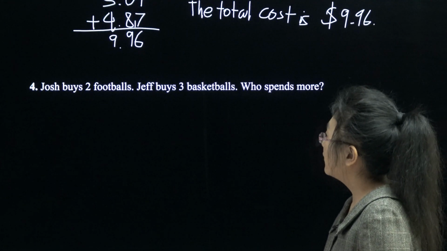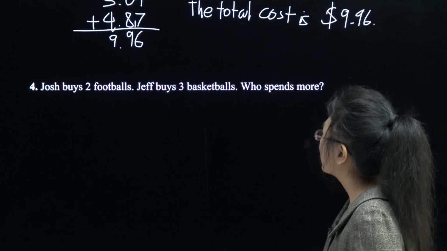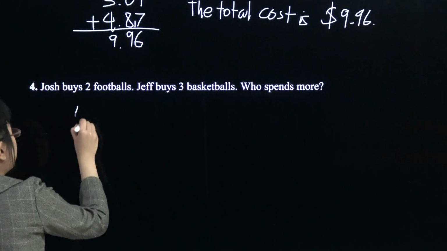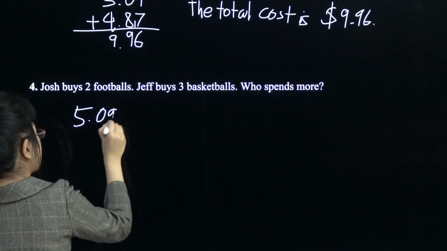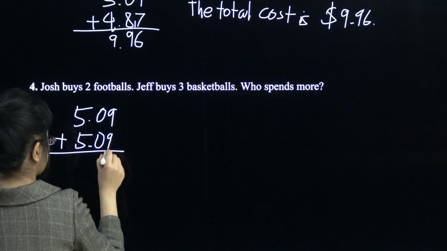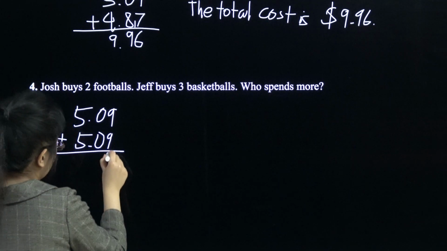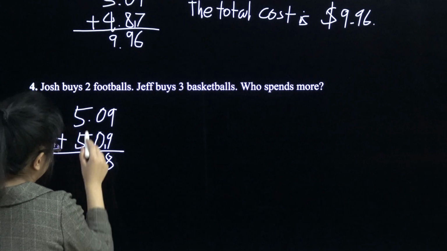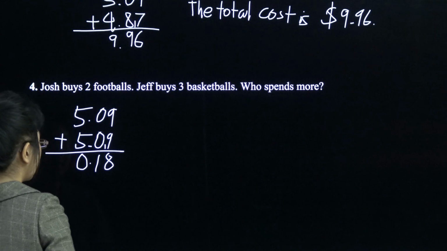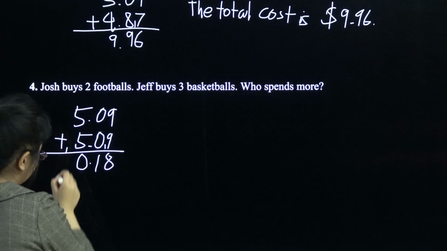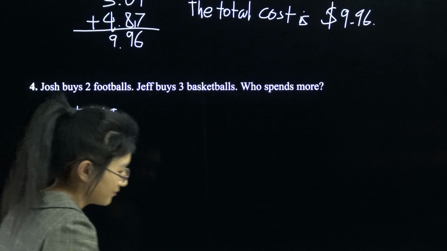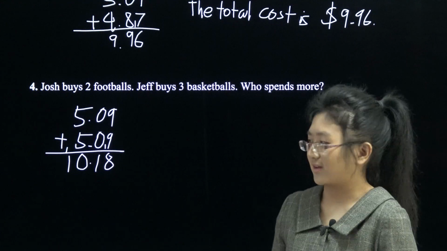Now, Josh buys 2 footballs. Jeff buys 3 basketballs. Who spends more? Why would you do this? But, alright, so we know that a football is $5.09 plus $5.09 equals, 9 plus 9 equals 18. And because there isn't anything in the tens column anyways, we just put that there. And 5 plus 5 equals 10. So we regroup, and then we just put it there. We don't actually really need to regroup over here since there's nothing to the left of it, if you're being specific.